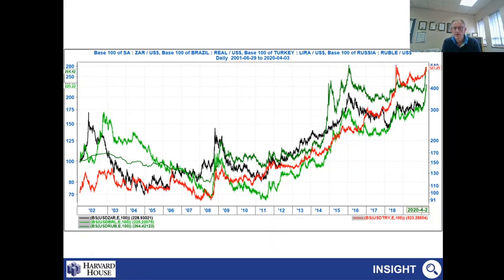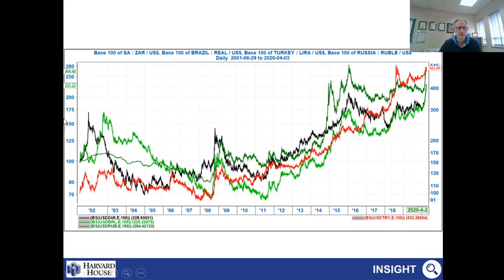Morning, everybody. I thought I'd give a very short note on the Rand and what's happening in the Rand. So the chart that you've got on your screen is a chart I put in a presentation last year, which plots 4 emerging market currencies that are similar to the Rand going back to 2001.